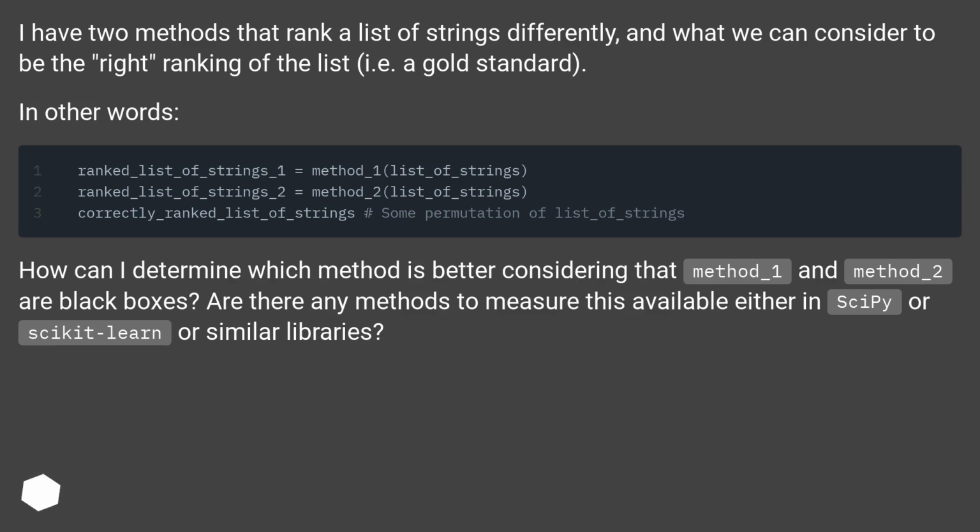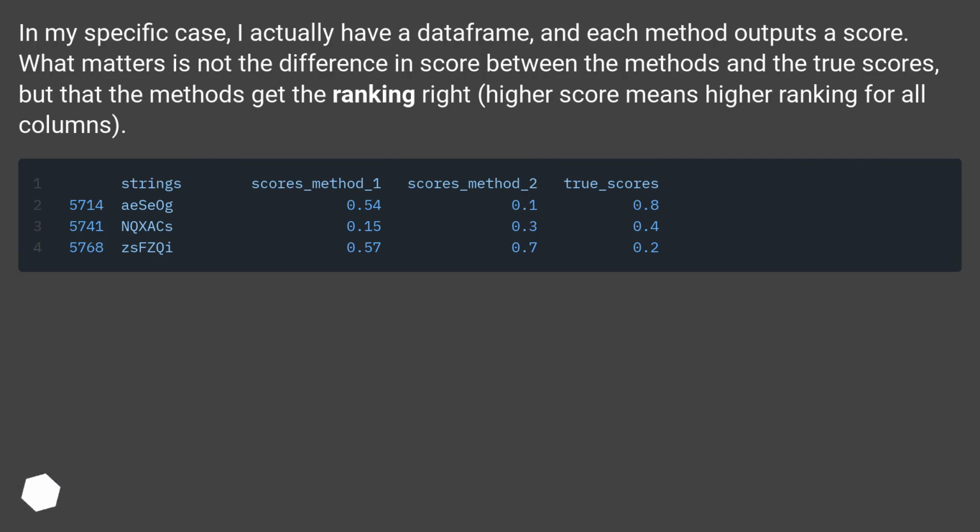Are there any methods to measure this available either in scipy or scikit-learn or similar libraries? In my specific case, I actually have a data frame, and each method outputs a score. What matters is not the difference in score between the methods and the true scores, but that the methods get the ranking right. Higher score means higher ranking for all columns.